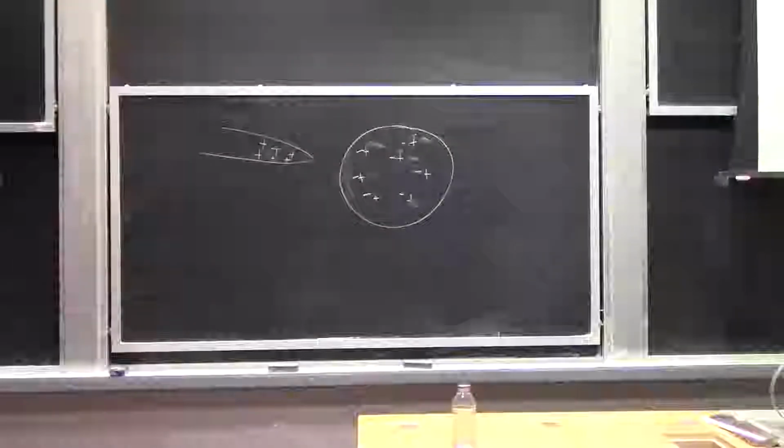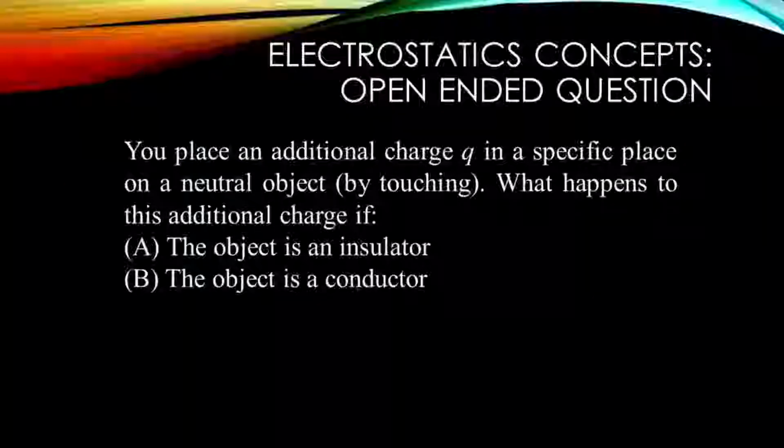Okay. So this is more of an open-ended question. You place an additional charge Q at a specific place on a neutral object by touching it. What happens to this charge if the object is an insulator or if it's a conductor? Again, go back to what we were talking about when it comes to the way that charge can move around on an insulator and a conductor, and that'll help you answer this one. I'll give you guys about 5 minutes to talk about this one.